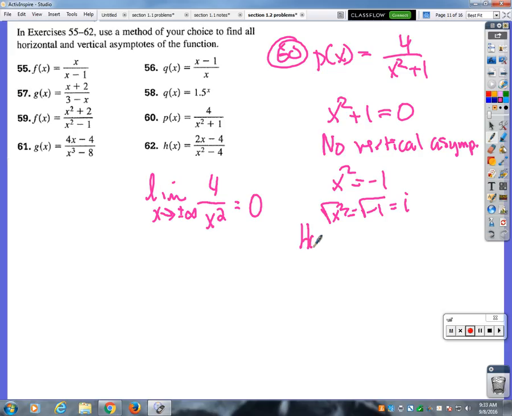So that means I have my horizontal asymptote, such a long word to write, is y equals 0. So those are our suspicions from doing a little bit of algebra.